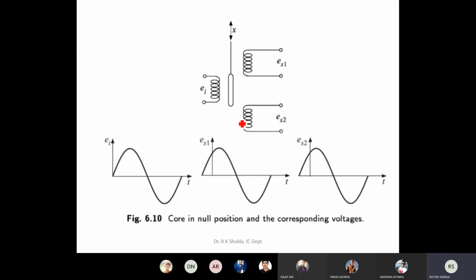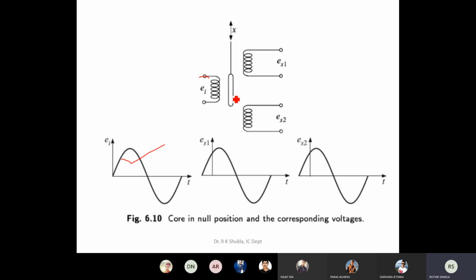If you look at the circuit diagram, it looks like this. This is EI, that is your excitation. This is the movement of the core given by X. These are the two secondaries, ES1 and ES2. This EI is your supplied voltage, and as I mentioned, it is a sinusoidal signal.